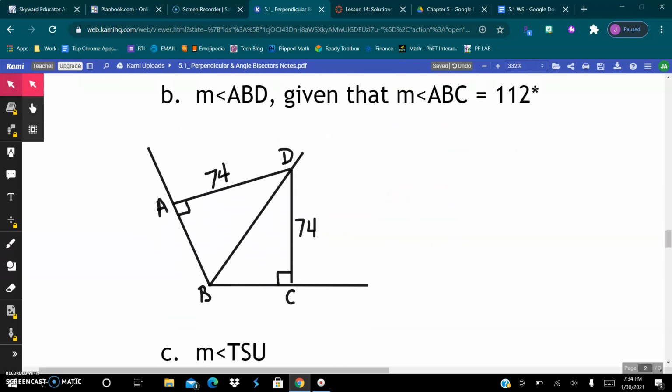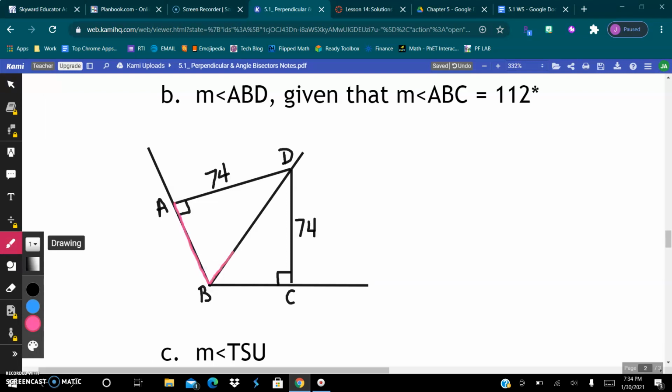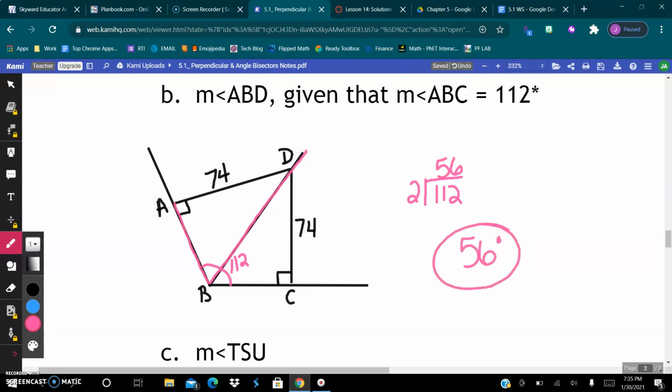And then we have this one that says, what is the measure of angle ABD? So that is this angle right here. Given that the measure of angle ABC, which is this whole angle right here, is 112. So this bisector here, this DB, is cutting that angle in half. So we would have to take 112 and cut it in half, which would be 56. So the measure of that angle would be 56 degrees.